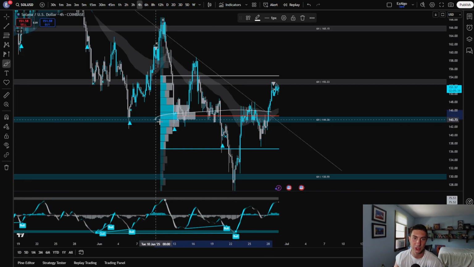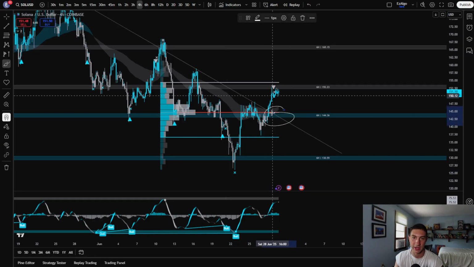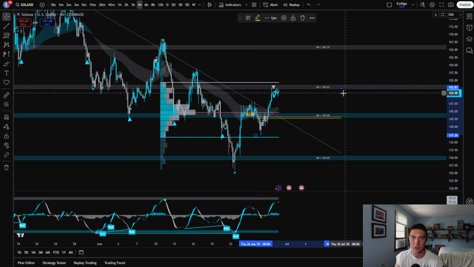All this means is that a majority of the volume within this range, from this range high here to this range low here, a majority of that volume was traded right here, which is a really good sign. Also, if we grab our golden pocket fib, we're going to draw it from the swing low to the swing high.